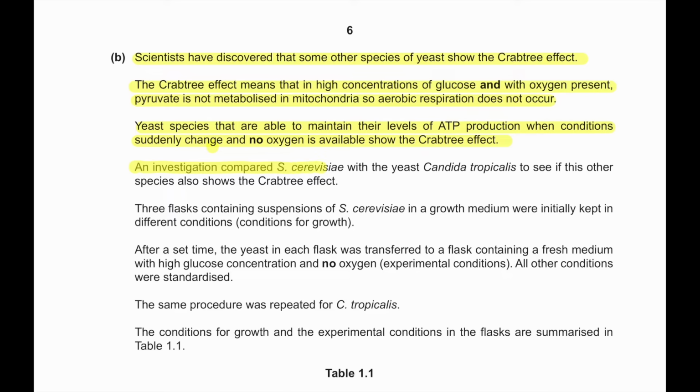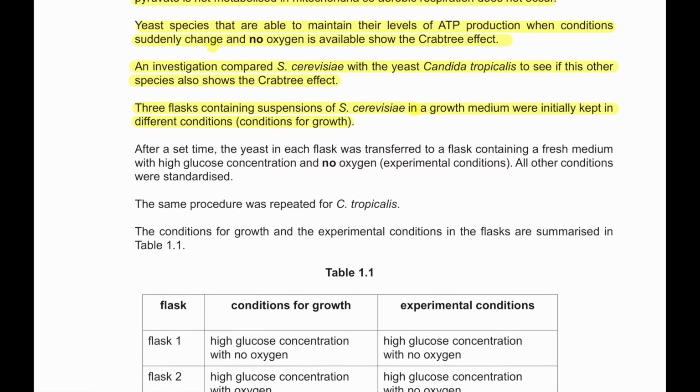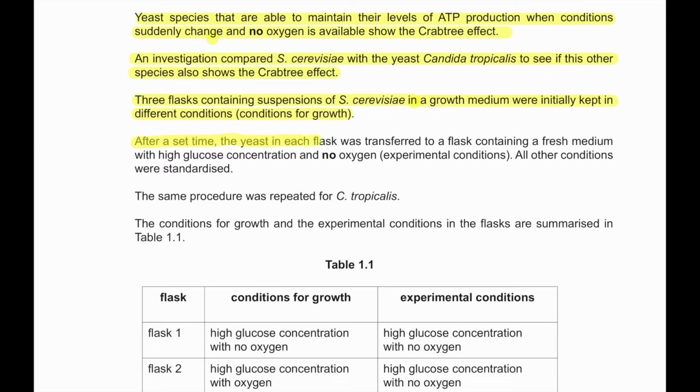An investigation compared S. cerevisiae with the yeast Candida tropicalis to see if this other species also showed the Crabtree effect. 3 flasks containing suspension of S. cerevisiae in a growth medium were initially kept in different conditions for growth. After a set time, the yeast in each flask was transferred to a flask containing a fresh medium with high glucose concentration and no oxygen. Experimental condition. All other conditions were standardized.